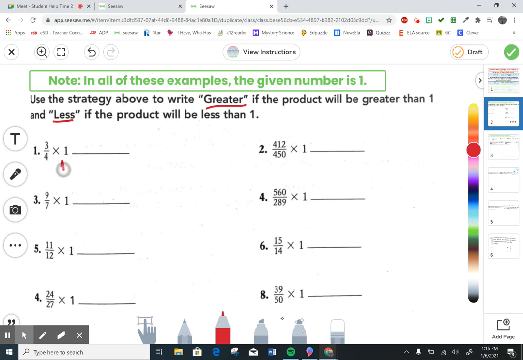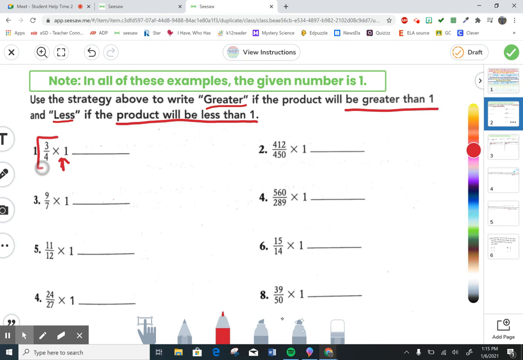Well, I'm multiplying by a fraction, and we want to know if the product will be less than or greater than the given number. So we're going to write greater or less than, depending. Well, 3/4 is less than 1, so my answer is going to be less. 9/7 is greater than 1, so my answer will be greater.